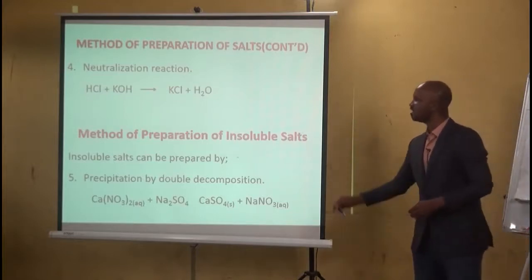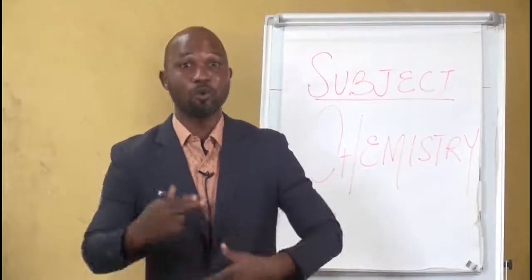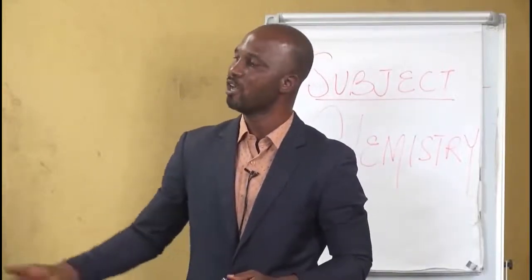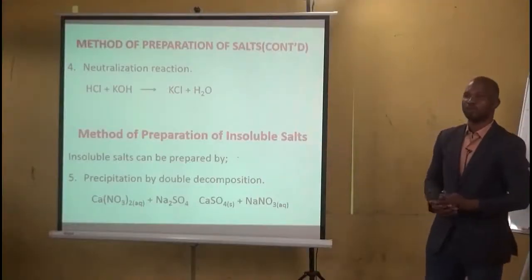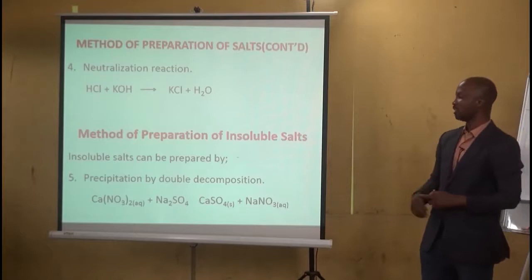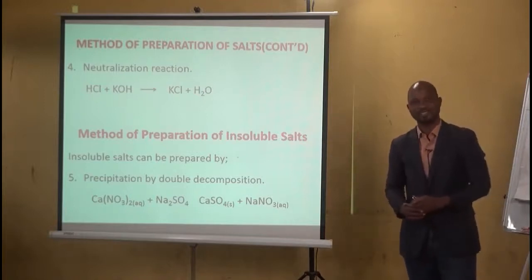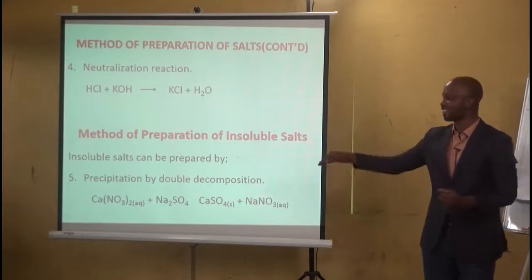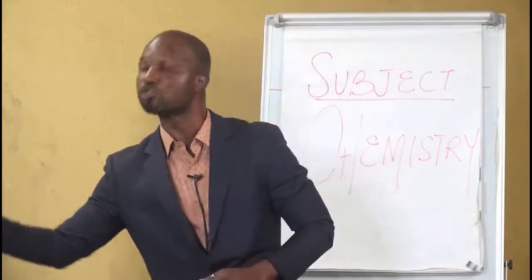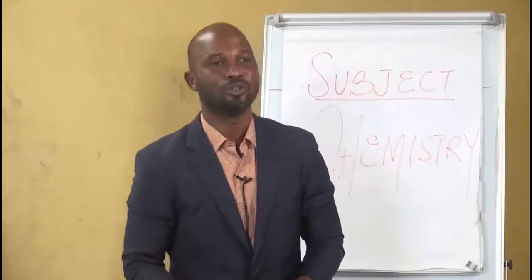Now, when you are preparing your insoluble salt, this is very important when you are carrying out your qualitative analysis. You find out that precipitate will always come out. Now, these precipitates are usually insoluble salts, and these insoluble salts are prepared by precipitation by double decomposition. And I give you an example of that. Calcium trioxonitrate 5 plus sodium tetraoxosulfate 6 gives you calcium tetraoxosulfate 6 plus sodium trioxonitrate 5. What happens in this equation is that each of the reagents will decompose, and they will exchange their anions. You can see that the anion of calcium trioxonitrate 5 goes to sodium, and the anion of sodium goes to calcium, and that is what we refer to as double decomposition. And these precipitates are formed as insoluble salts.